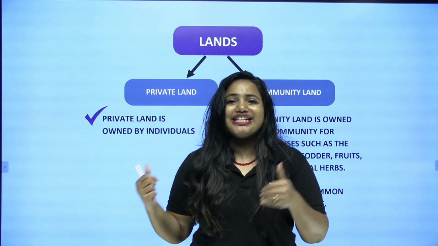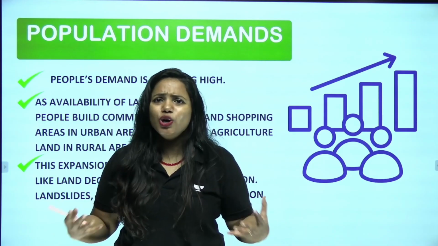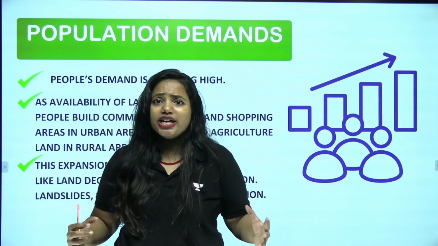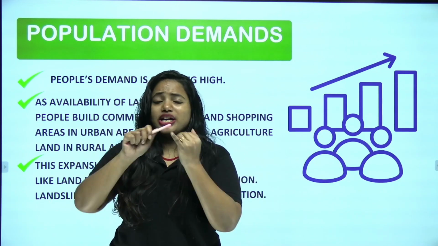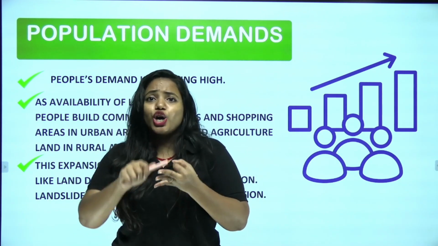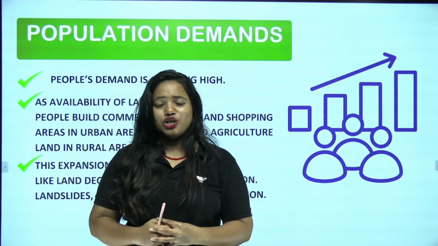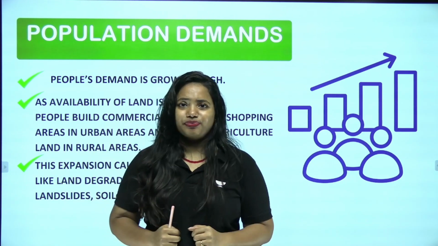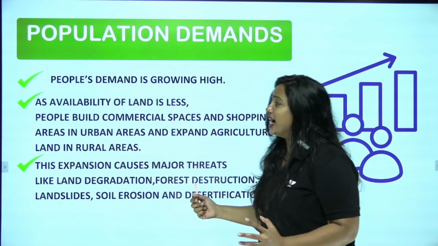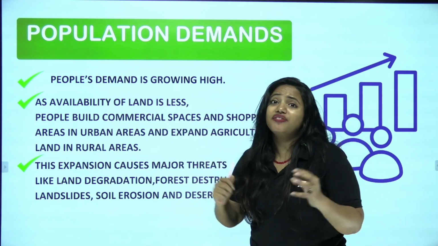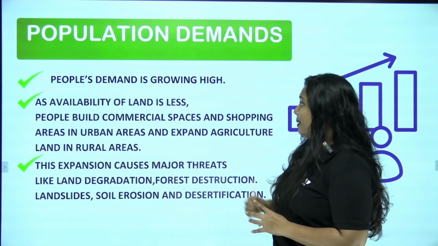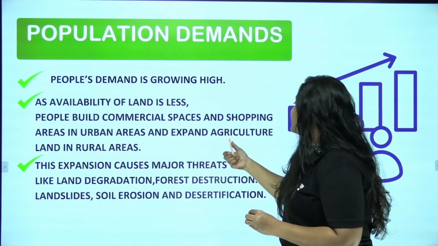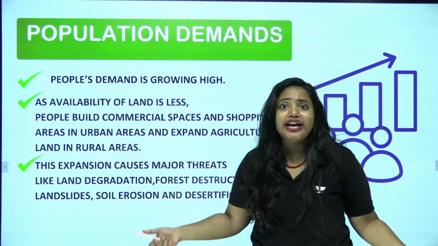So now let's get into the next part. As we all know that population is increasing day by day. So population has certain necessities such as water, food, clothes, etc. So these demands have to be met for a good life. When you look at this, you can see that the land availability is very, very less. So people build commercial spaces and shopping areas in urban areas and expand agricultural land in rural areas.